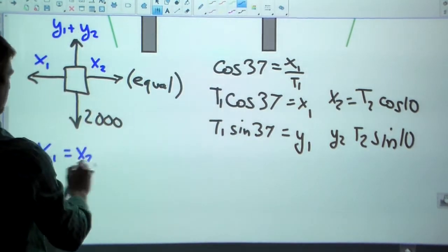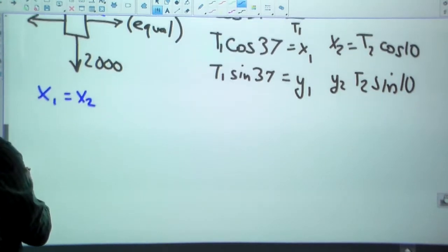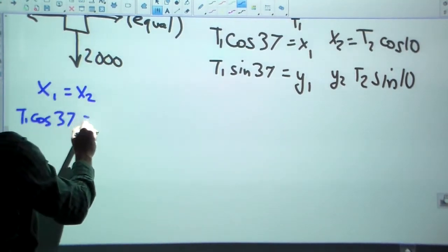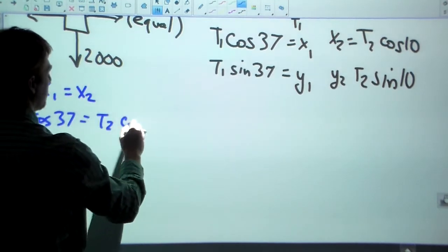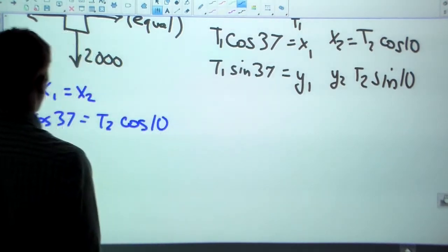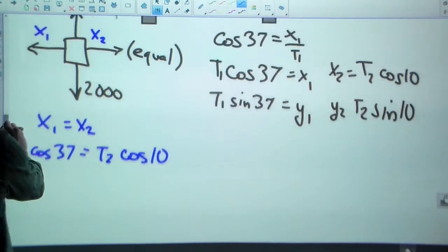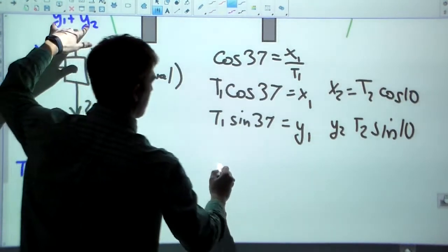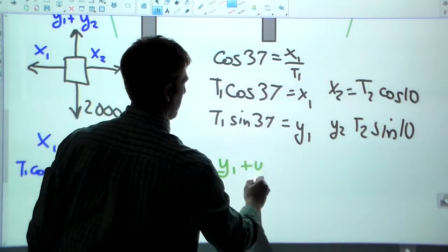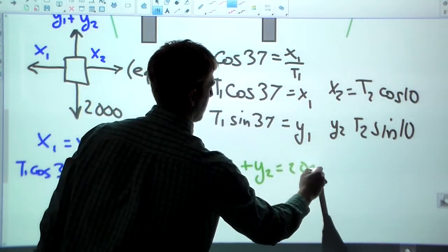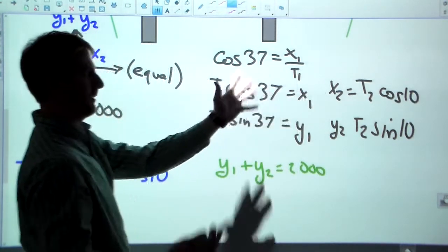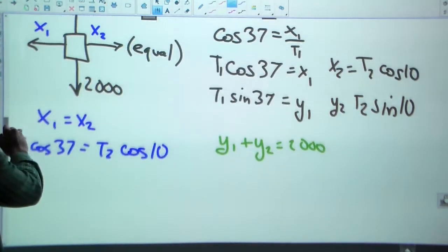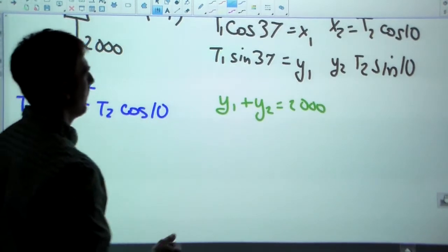x1 has to equal x2. And by substitution, x1 is T1 cosine 37, x2 is T2 cosine 10. Something else I know has to be true is that y1 plus y2 equals that 2,000 pounds. All right, so here are my 6 equations. I've got 6 variables, and 1, 2, 3, 4, 5, 6 equations. So we should have everything we need to finish solving now.